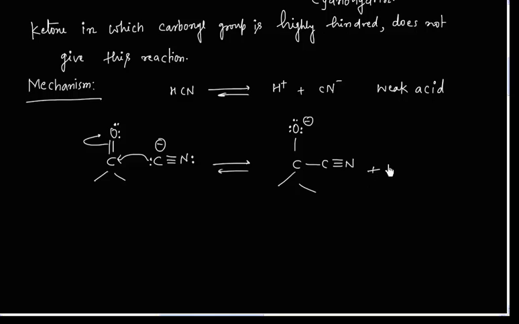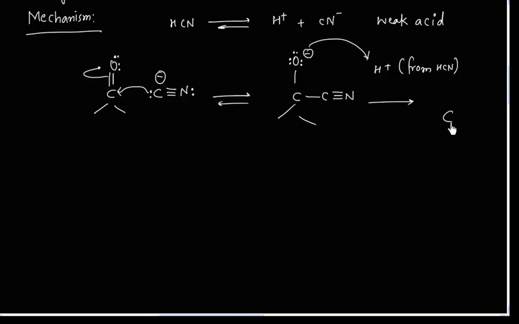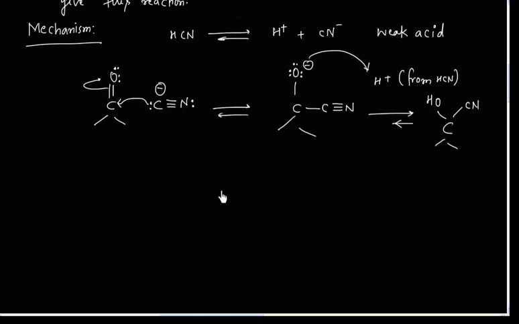In the next step, it can take a proton from HCN. So this H+ is coming from HCN. Again, the step is reversible. So this is cyanohydrin.